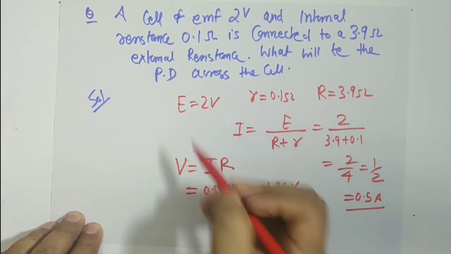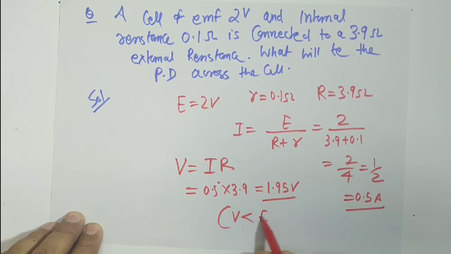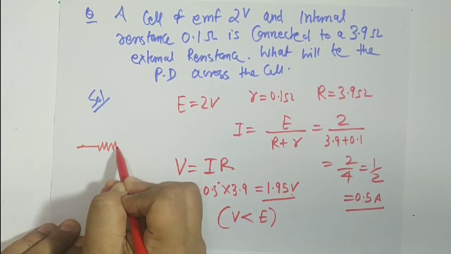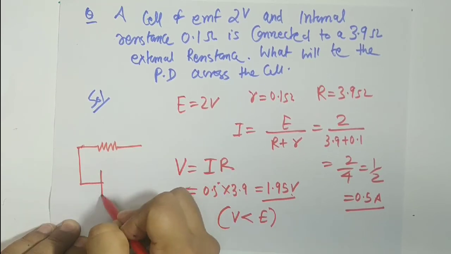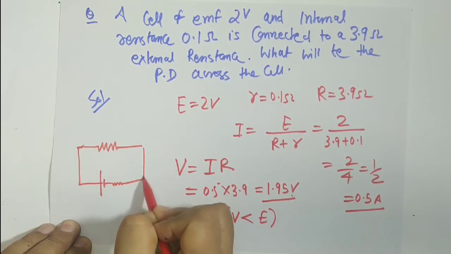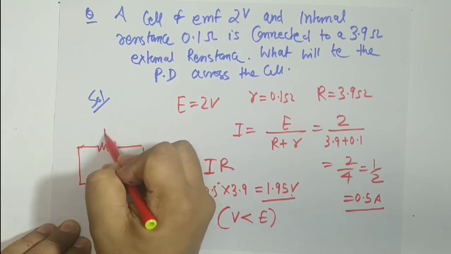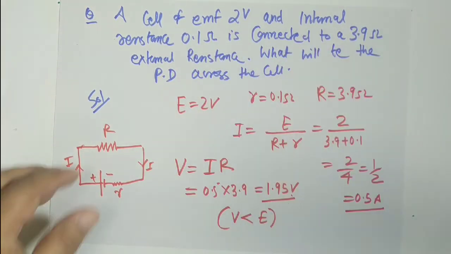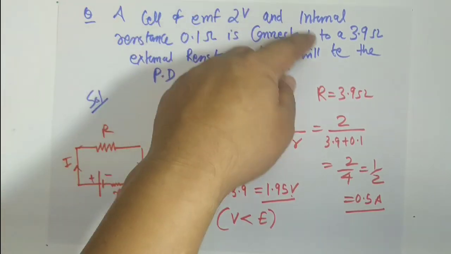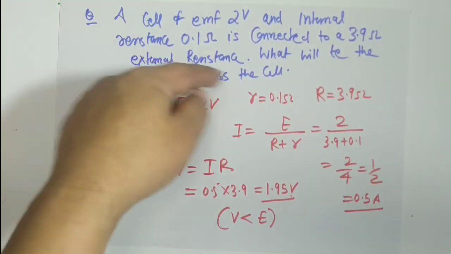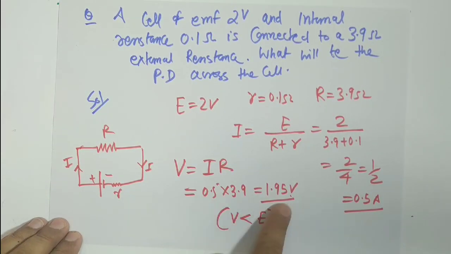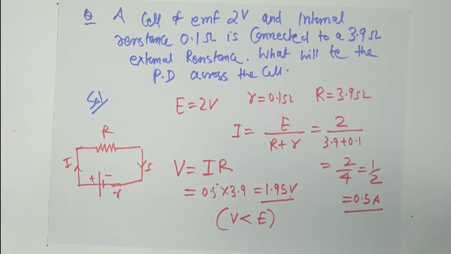And see, a very interesting thing, that V is less than E. Remember, 1.95. So I'm making a circuit here also, though there is no need of the circuit, and this is the internal resistance. So this is small r and this is capital R. So how this question has come, you can see, very simple. A cell of 2 volt EMF, internal resistance is given and then external resistance is given. You can find out the current and then you can find out the potential. V is IR, so V is less than E. So this is the case.